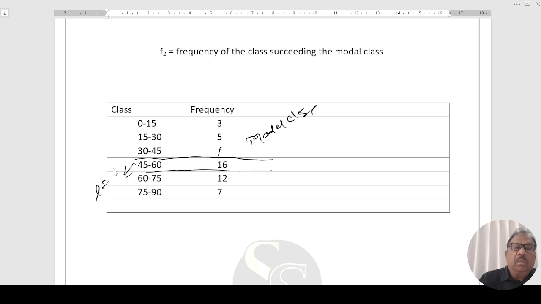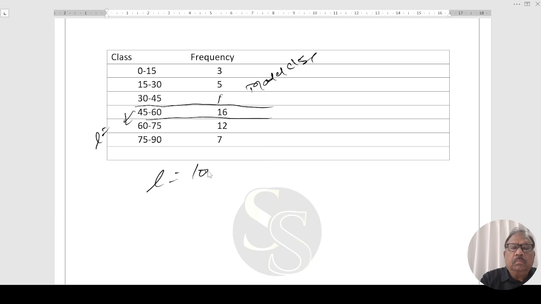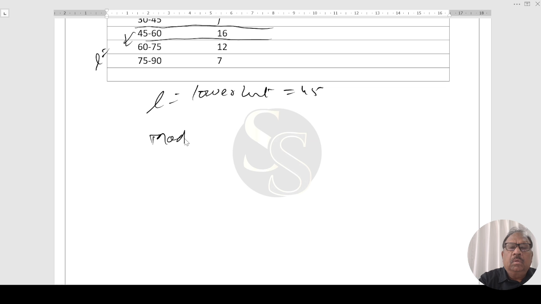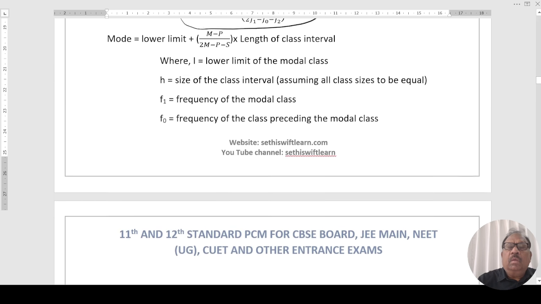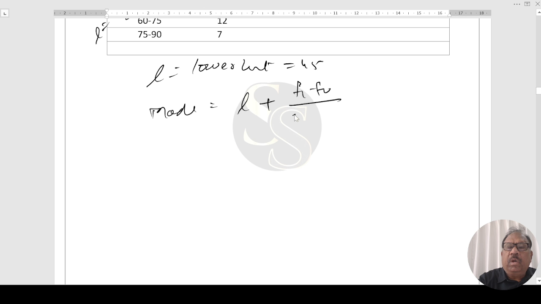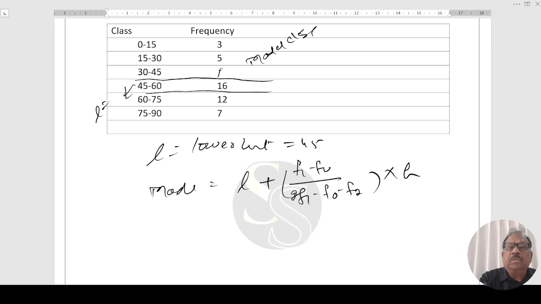Lower limit is L, which is 45, right? Then the formula is mode equal to L plus f1 minus f0 divided by twice f1 minus f0 minus f2, into h. h is the length of the interval. f1 is the frequency of the modal class. f0 is f, the preceding class frequency, and this is f2, the succeeding one.